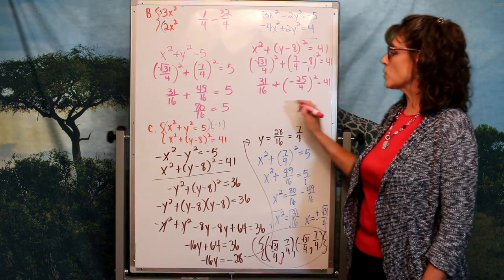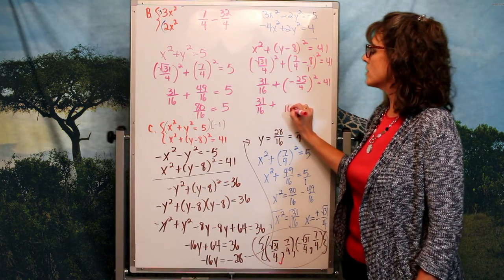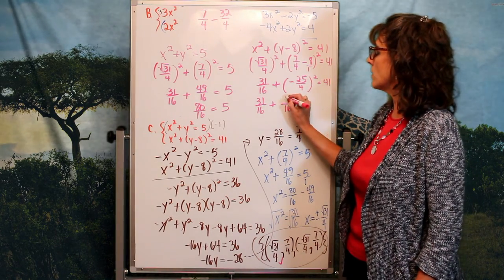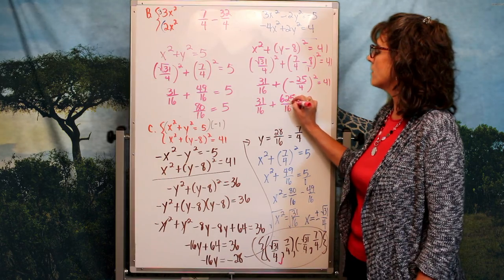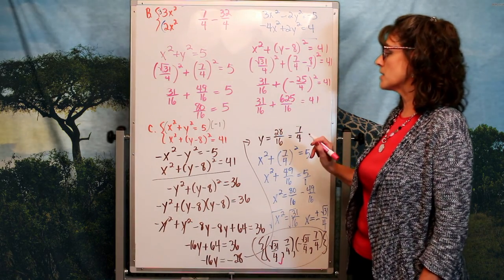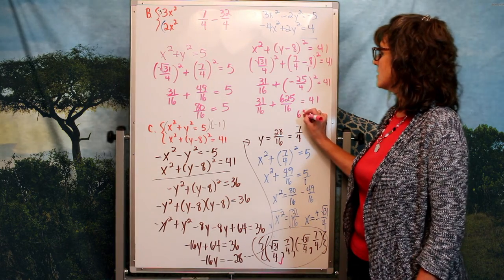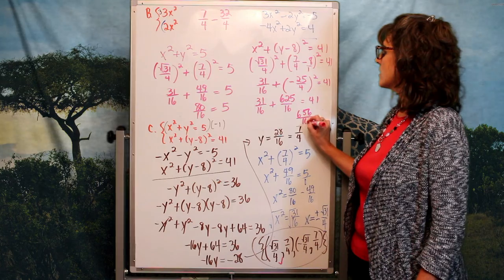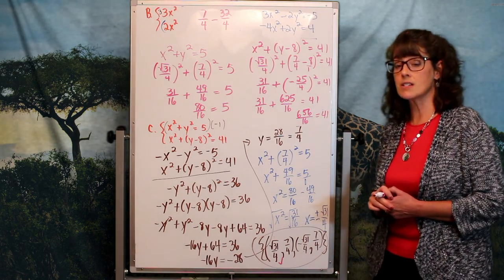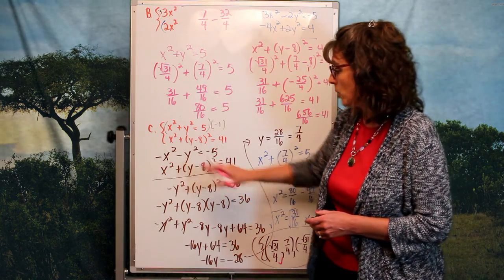And so now when I square that, 4 squared is 16. Now negative times negative is positive, and 25 times 25 is going to be 625. So then 31 over 16 plus 625 over 16 is going to be 656 over 16. And sure enough, when I divide 16 into 656, I do get a 41. So I know that this works in the bottom equation.